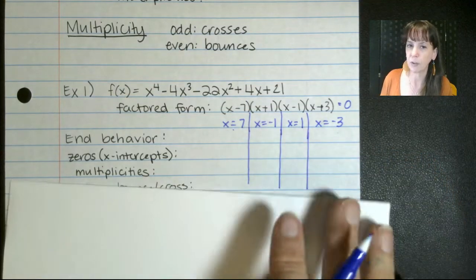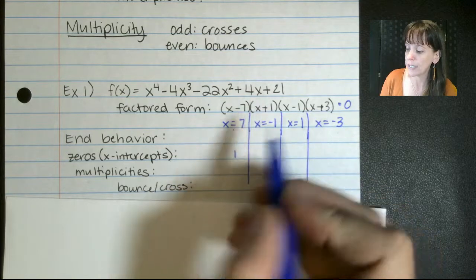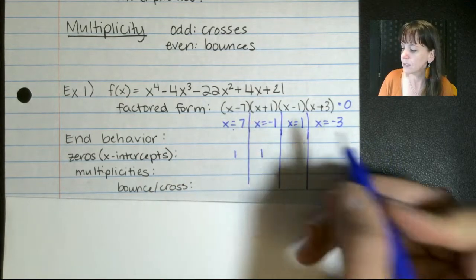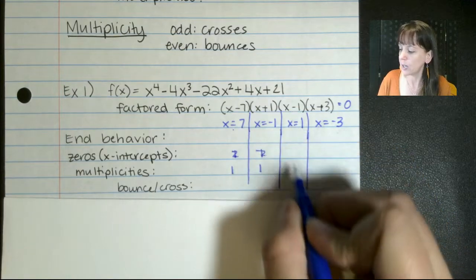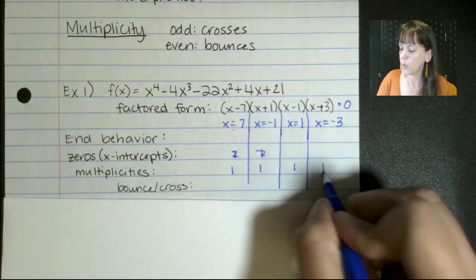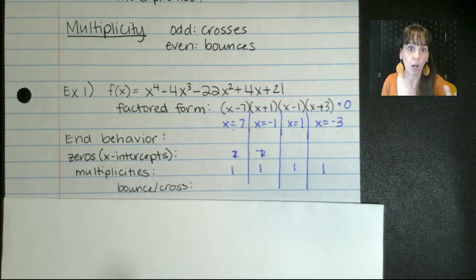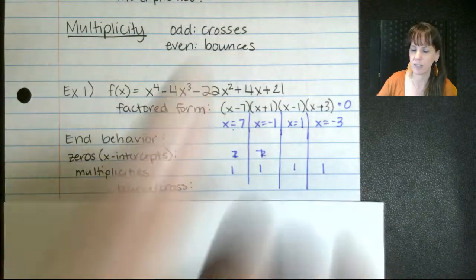Our multiplicity for 7 means that it only occurs one time. This one only occurs once. This one, again, only occurs one time, and this one only occurs once. Now, remember, 1 is odd, so odd means that it crosses. So what does that look like?